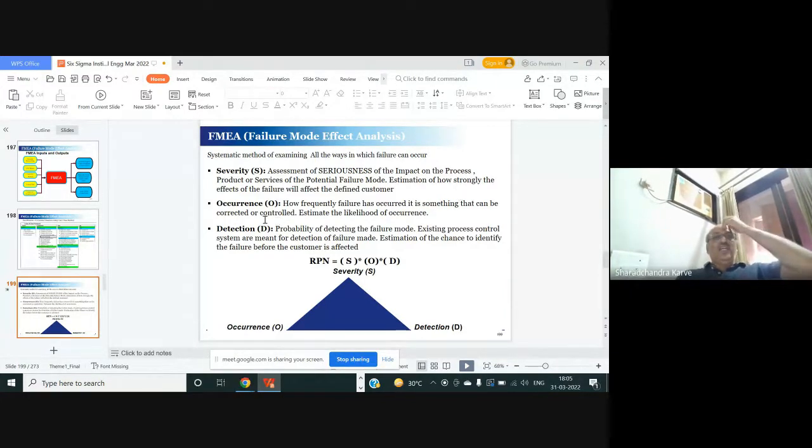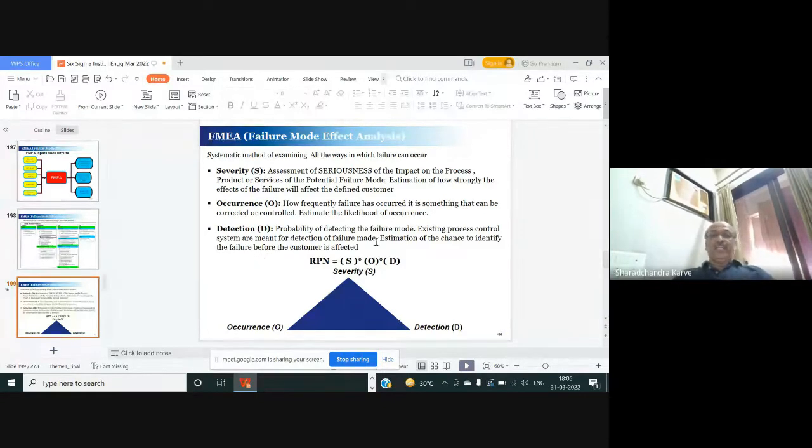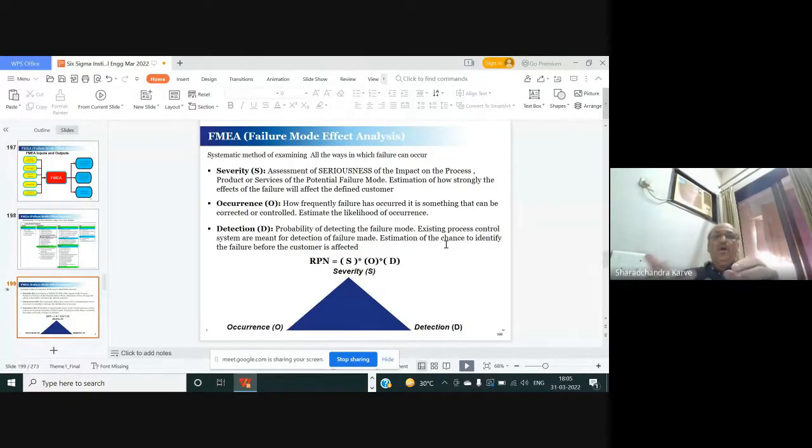Then there is occurrence. How frequently is the failure occurring? How many times has this happened? What is the probability of the event, or the likelihood of the occurrence of the event? And the third point is detectability. Am I able to detect that?